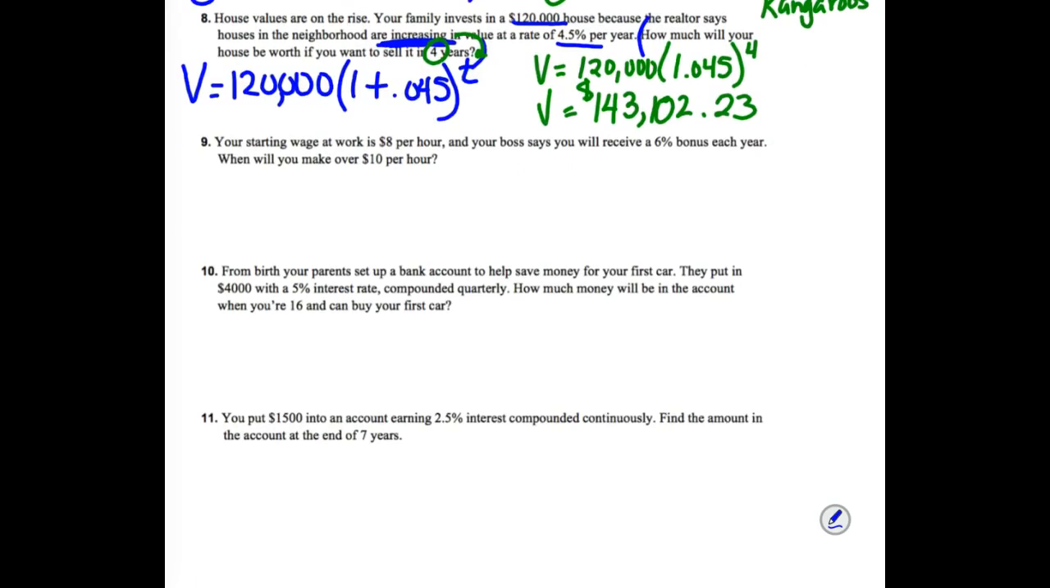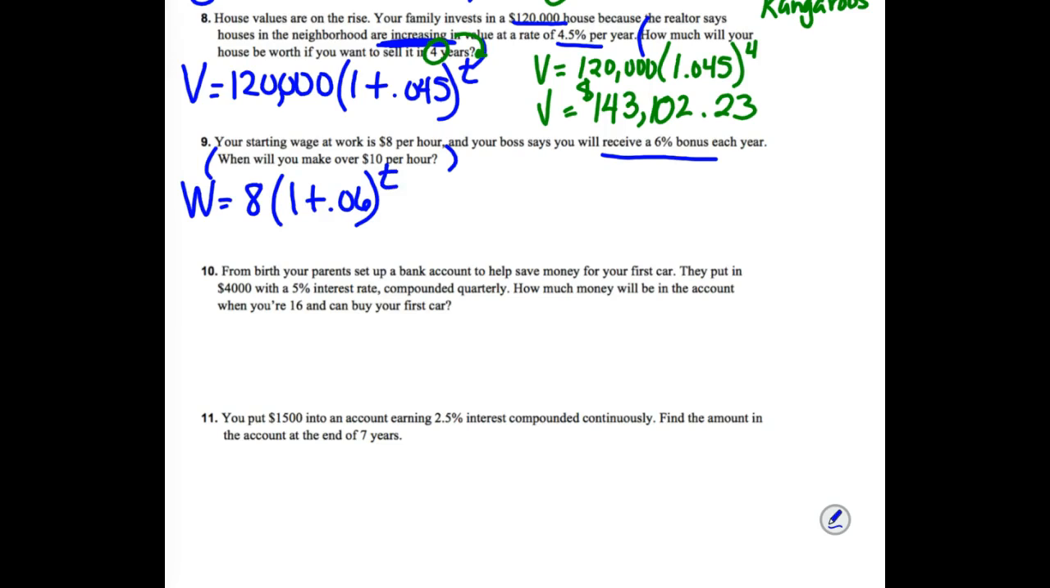Question 9. Your starting wage at work is $8 per hour. Your boss says you will receive a 6% bonus each year. 6% bonus means our money's going up, so we have a growth situation. When will you make over $10 per hour? Again, we're going to hold off on answering that till we write our model. So our wage, we use a W for wage. We start with $8. We are gaining 6%, a 6% raise over T years.